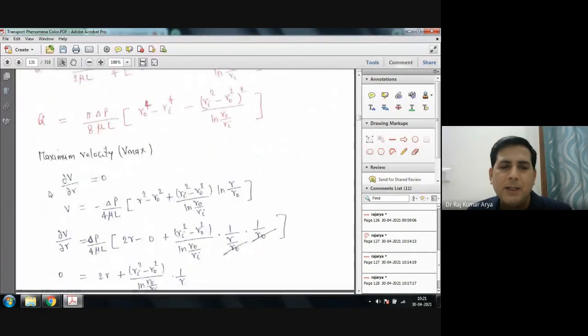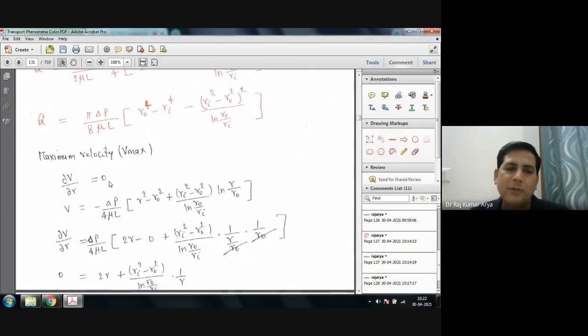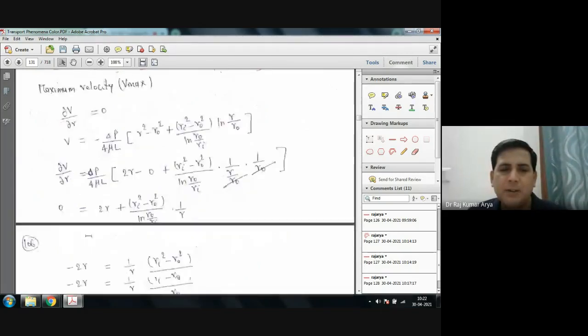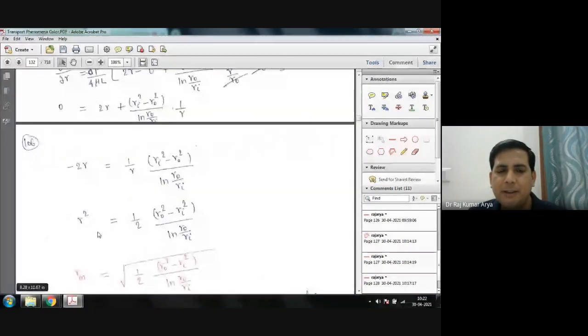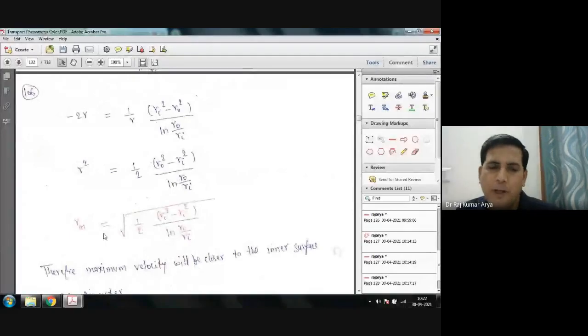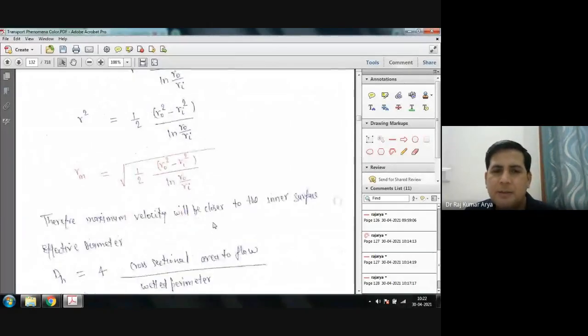After that, you can calculate the expression for maximum velocity. For that, you need del Vz upon del R must be equal to 0, because this is the maximum condition. For maximum or minimum, your first derivative must be equal to 0. You already know the expression of velocity; differentiate that, and from here you get the condition for R. This is the point where maximum velocity occurs, which comes closer to the inner surface, not at the midpoint of the annulus. It is somewhere close to the inner surface.